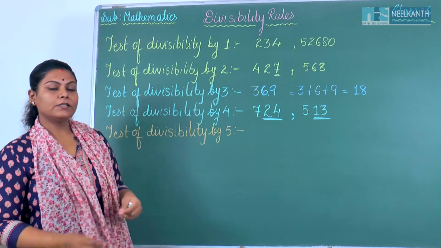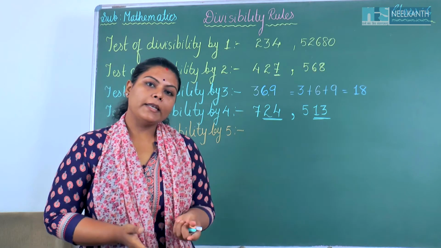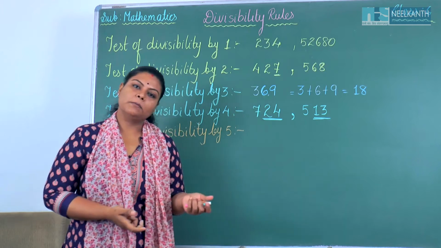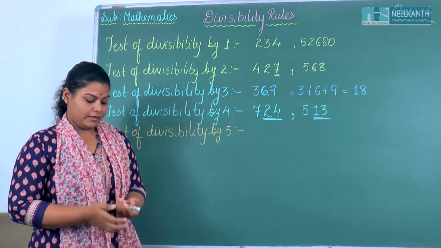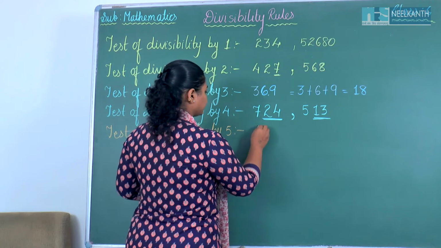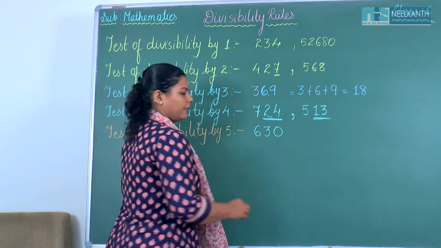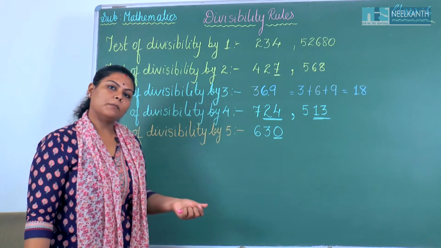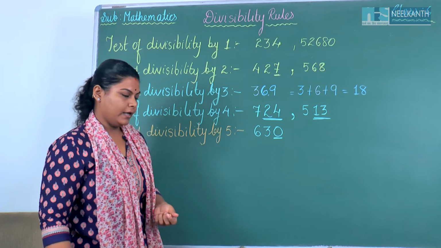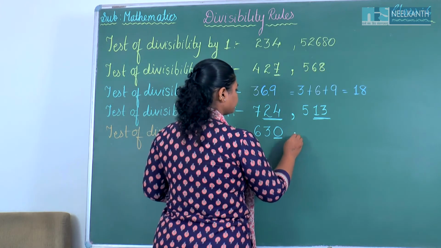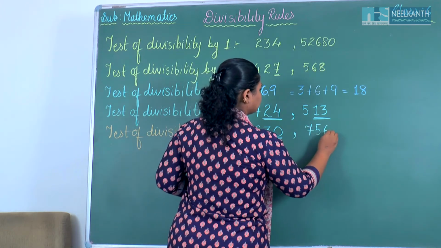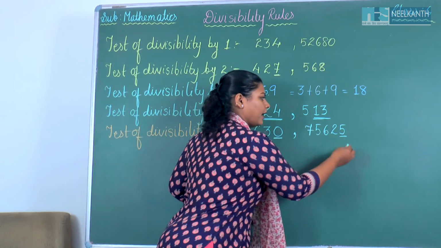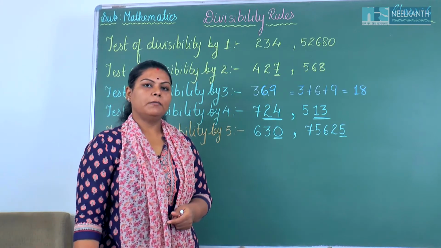For number 5, it is so easy to remember. If any number ends with 0 or 5 at the ones place, then this number can be divisible by 5. Let's take some examples. 630. We can see here the number ends with 0, so this number can be divisible by 5. Let's take one more example. 75,625. Here also we can see the number ends with 5, so this number is also divisible by 5.